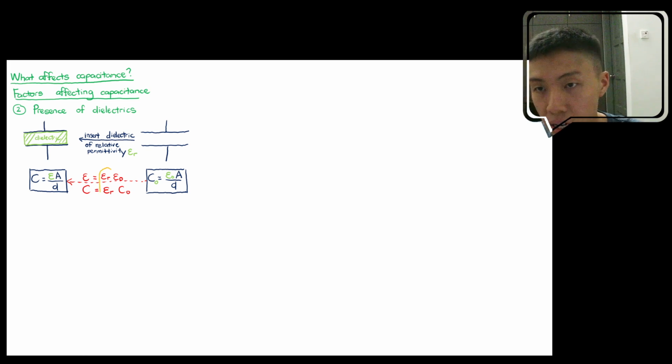Epsilon r again is the relative permittivity, and because the relative permittivity is always greater than 1, it will only cause the value of permittivity and the value of capacitance to increase. So we know that going from C naught to C will cause the capacitance to increase.